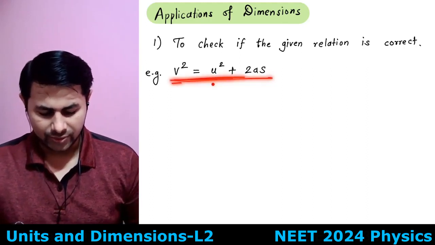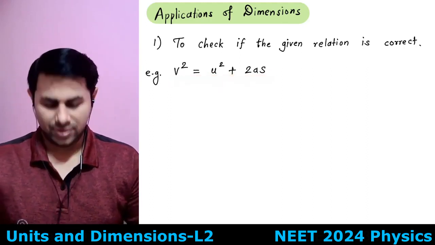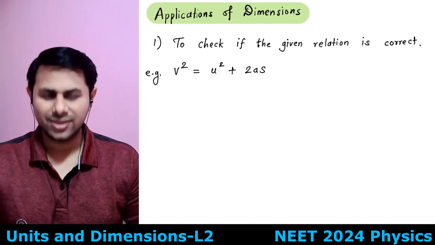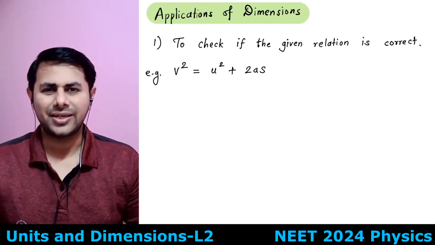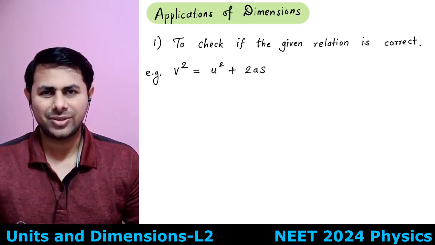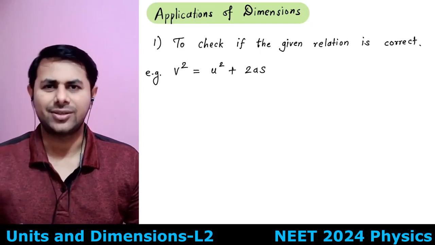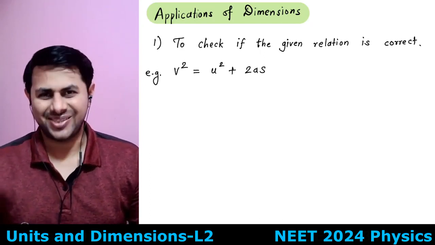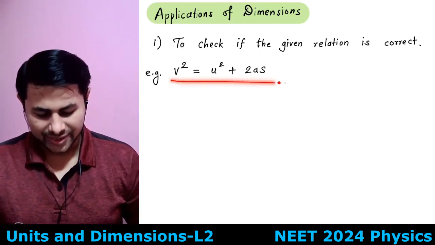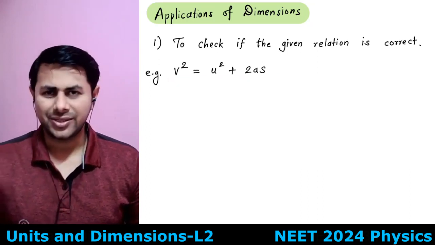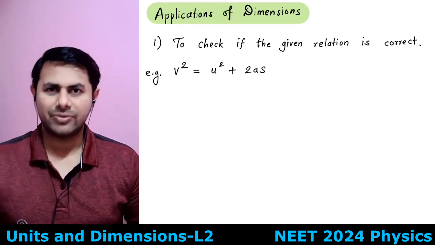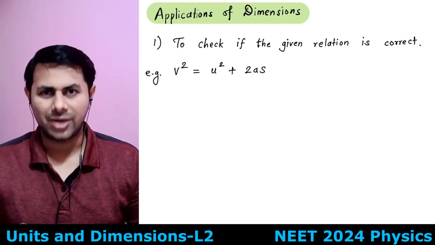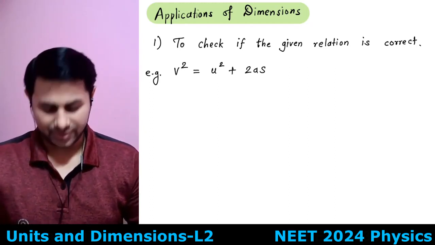V square equals U square plus 2AS. You know it's correct, right? Which kinematic equation is this? Second kinematic equation, or third kinematic equation, depending upon how you memorized it. Let's say this is the third kinematic equation and we know it is correct. But if we didn't know that this equation is correct, how would we check it? Using dimensions.